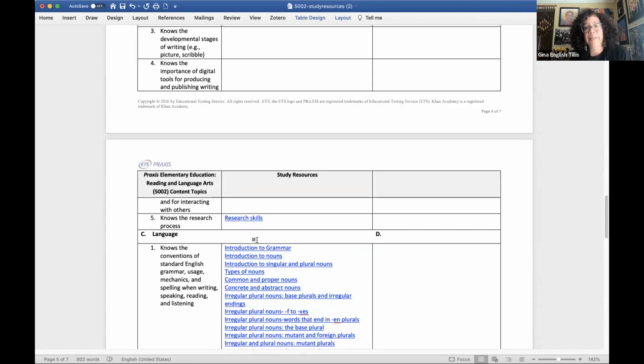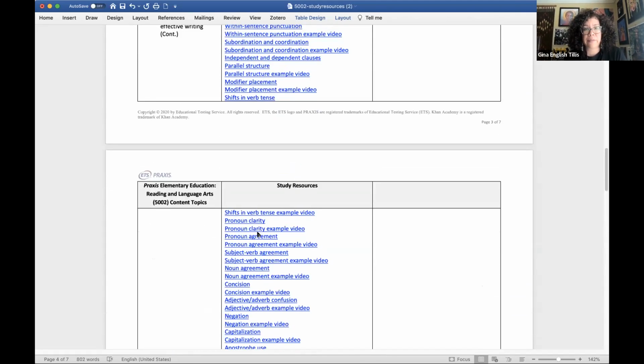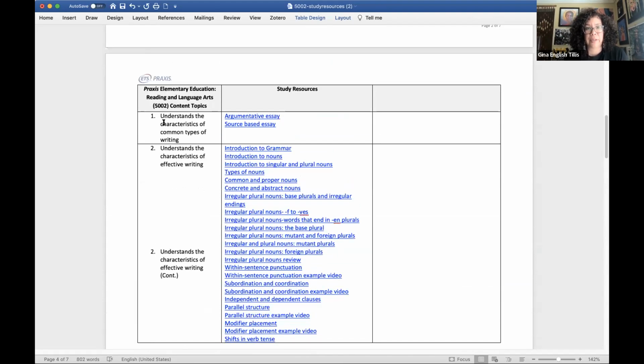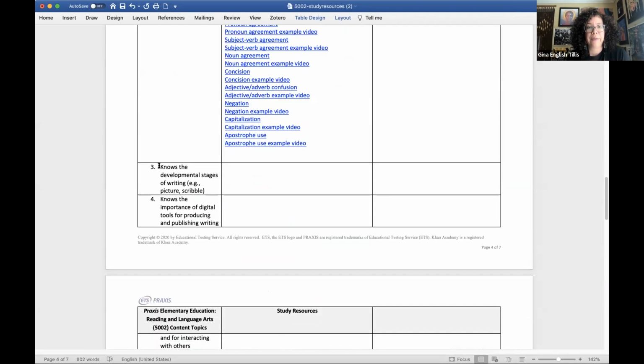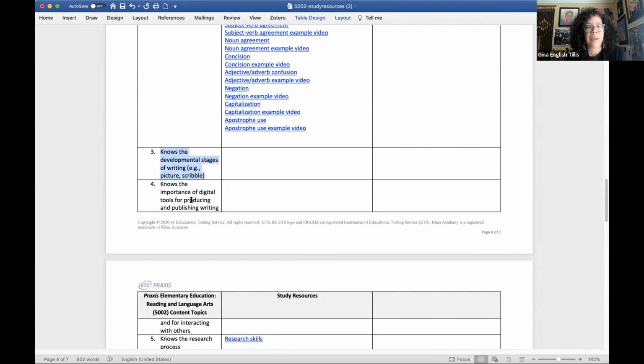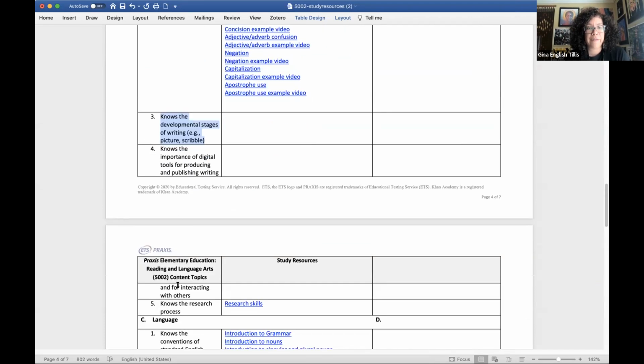And as you're looking at it, you can see that there's different parts of the exam that you probably should be focusing on. For instance, understands characteristics of common types of writing. These are little subheadings that you should consider thinking about as you prepare for your exam. For myself, I feel really confident with the research. I know the research process. So I would just put completed or confident.